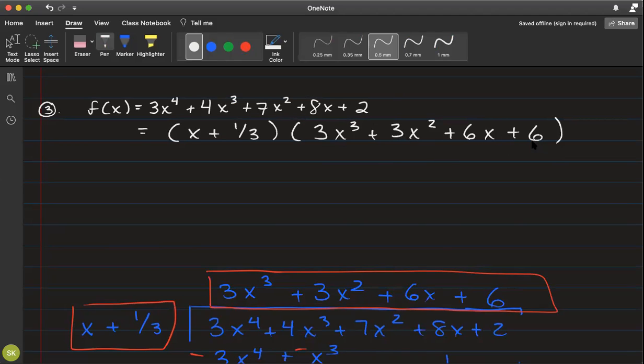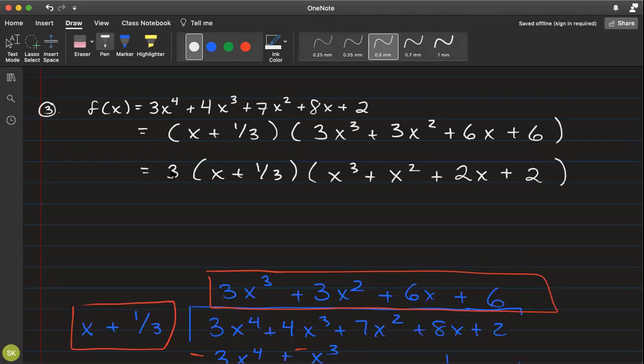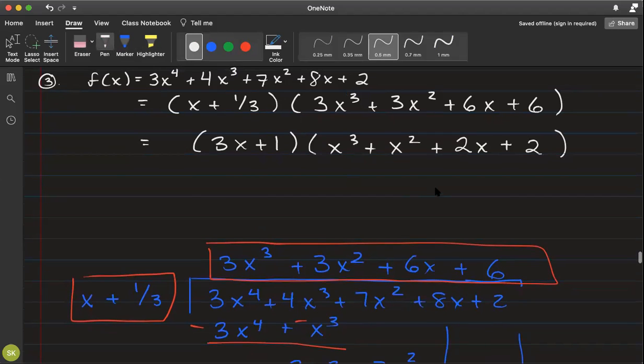First off, notice that we have a greatest common factor. Let's pull out the 3. And I'm going to put this in the front. So we've got 3 times x plus 1/3 times x cubed plus x squared plus 2x plus, sorry, 2. Okay, you have a couple of options here. You can send this 3 into this guy here, and it'll take a form that you're more used to seeing, which is 3x plus 1. Or you can leave it out. It's fine if you leave it out like that. But what I'm saying is you could send it in and make this 3x plus 1. And if you set it equal to 0, you can see that you get the 1/3, like we got here.